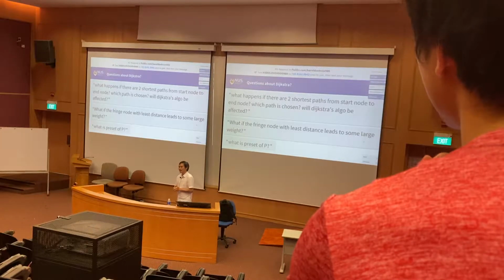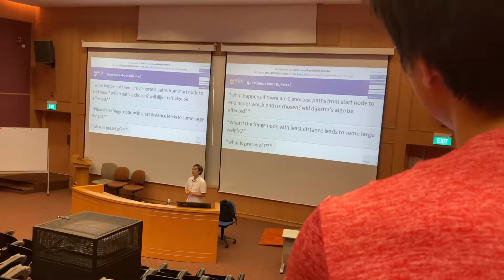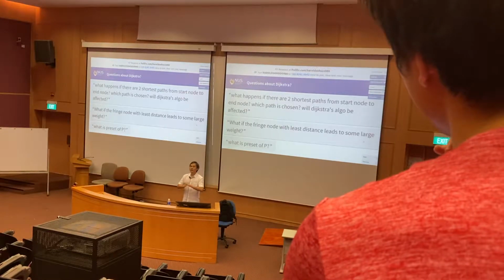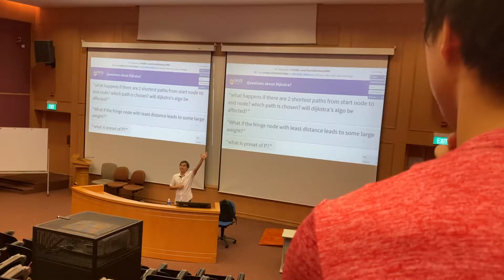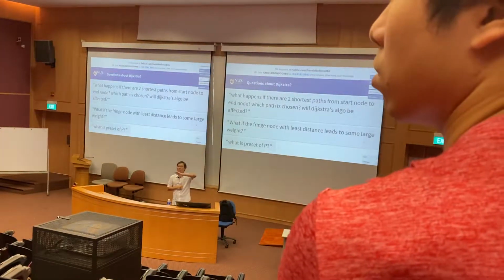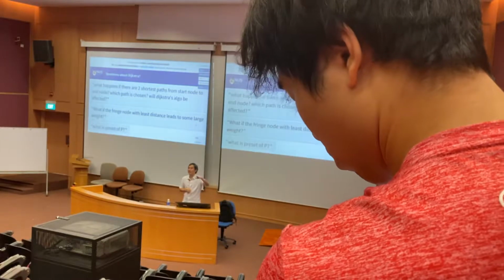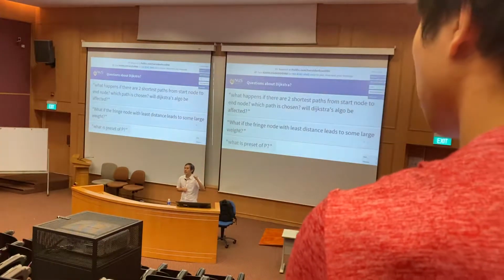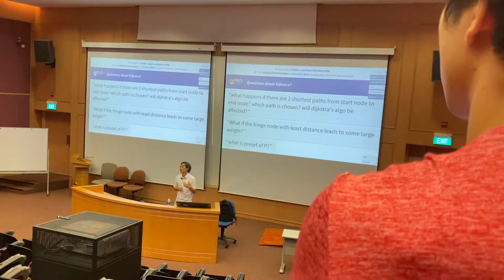So this is a good question because you're asking about whether shortest path trees are unique. How many people here think that shortest path trees are unique? That means there's only one possible shortest path tree, and when you run Dijkstra, of course you get the shortest path tree. So the answer is that shortest path trees are not unique.